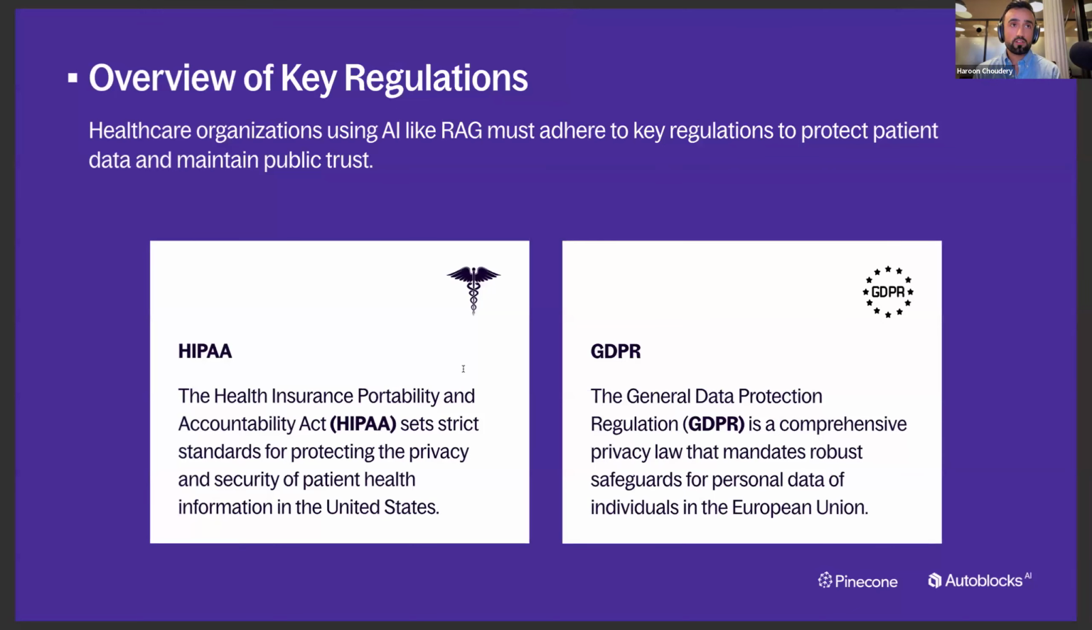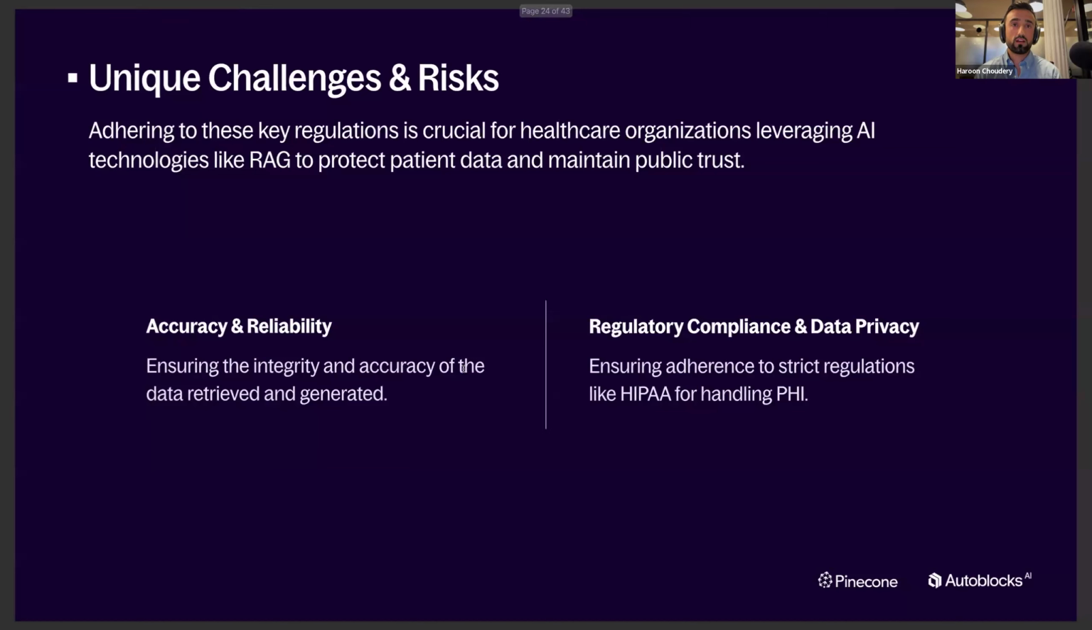As I'm sure most of the people on this call know, in industries such as healthcare, you have key regulations to adhere to. And these regulations are there for obviously a very good purpose, to protect patient data and maintain public trust, things like HIPAA and GDPR, but they do present some unique challenges and risks for folks that are building RAG applications, since you are pulling in sometimes sensitive data in order to build AI applications.